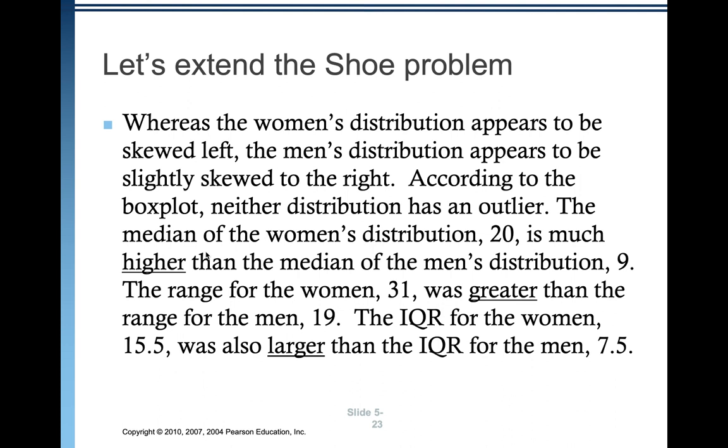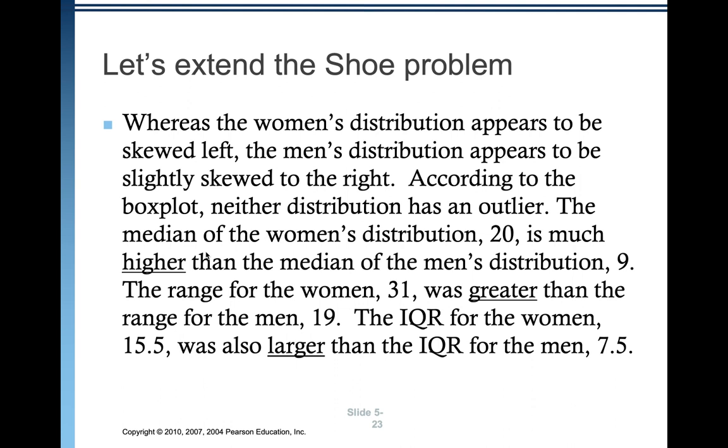The median of the women's distribution, 20, is much higher than the median of the men's distribution, 9. Notice the word higher. You would think that just saying the median for the women is 20 whereas the median for the men is 9 would imply that the women's is higher, but it is your job to communicate that you realize that fact, that based on the women's median being 20 and the men's median being 9, the women's is in fact higher.